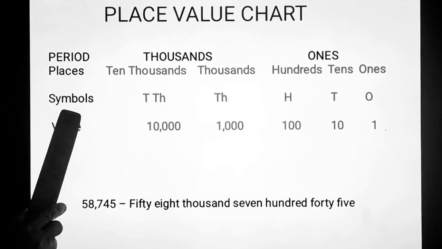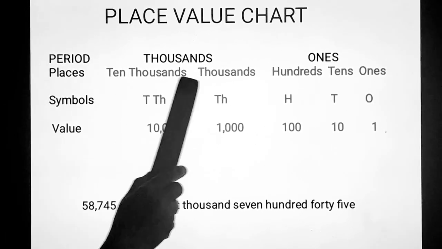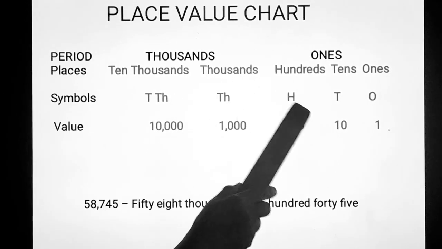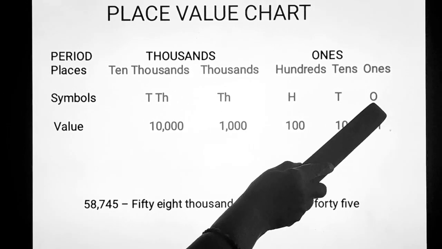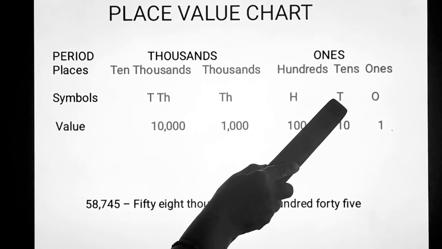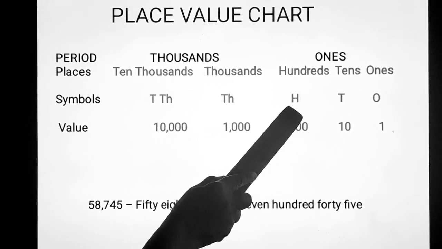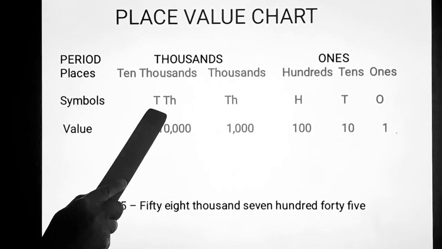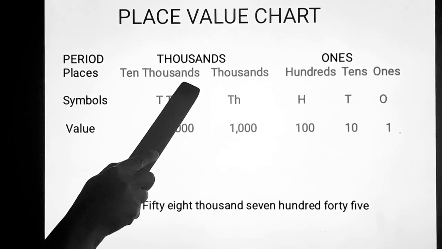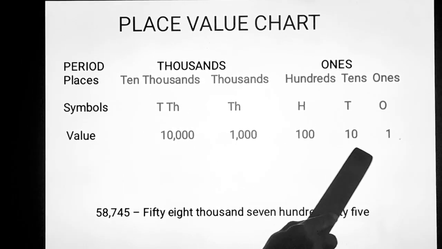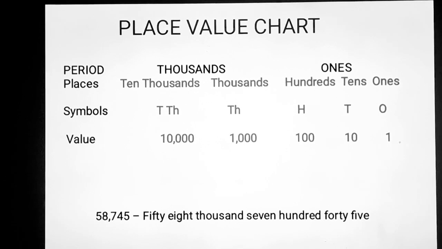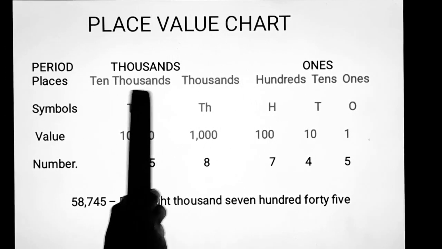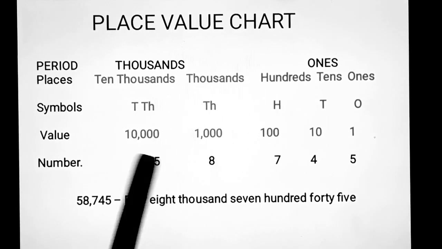Everywhere we cannot write full spelling of places, so we use symbols. See, these are the symbols: O for ones, T for tens, H for hundreds, TH for thousands, TTH for 10,000s. These are the values of their places. Bachchon, aapko ye samajh mein aaya? Periods, places, sare?